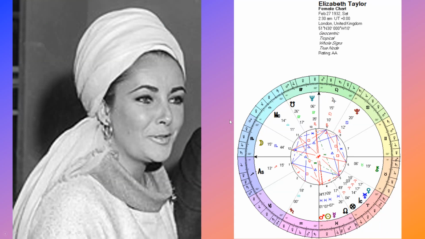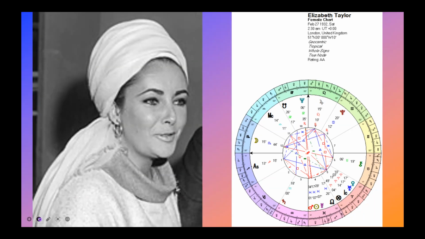This is her natal chart. Born February 27, 1932. She has a 13 degrees Sagittarius ascendant. Her MC is at 14 degrees of Libra in the 11th house. Interesting, and it will show up a lot in the charts that Donna talks about.